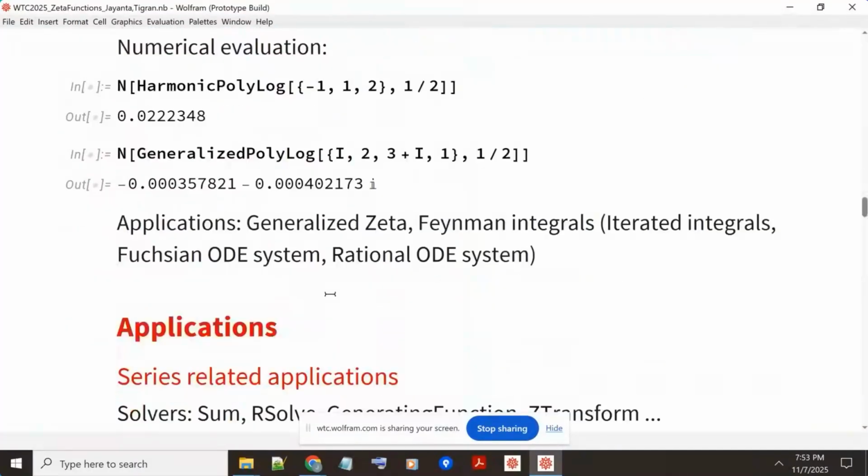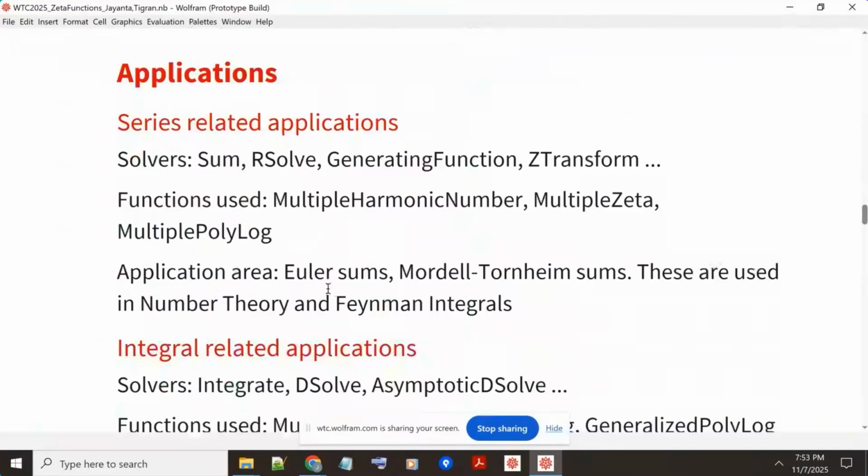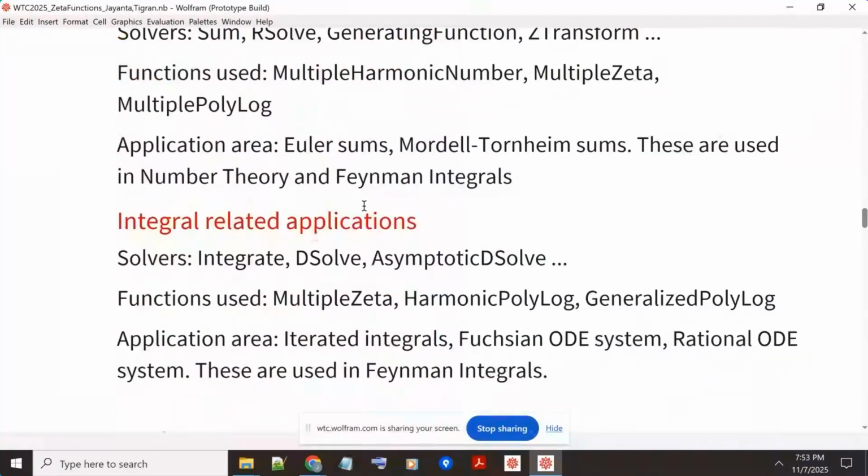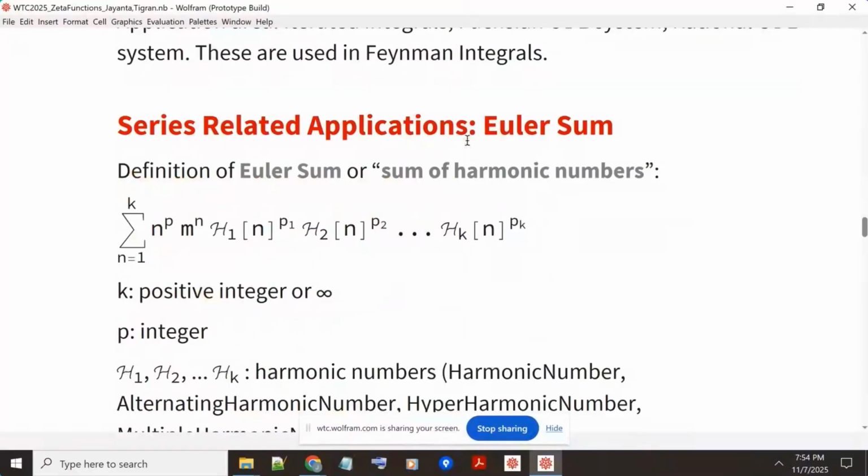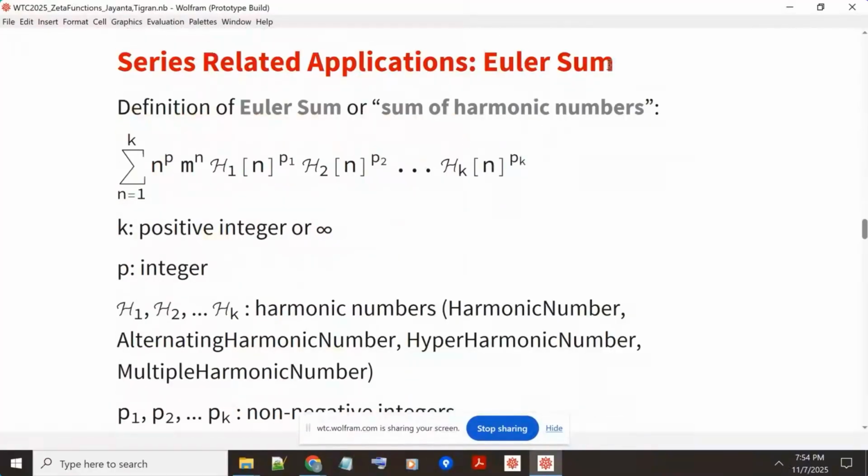Okay, so let us look at some applications. There are two main categories of applications: series-related applications, that means sum, RSolve, generating function, and so on, and these are the functions used. And then we have the integral-related applications, basically in Integrate, DSolve, asymptotic DSolve, and so on. In the series-related applications, the notable one is what is called an Euler sum. So it is basically a sum of harmonic numbers.